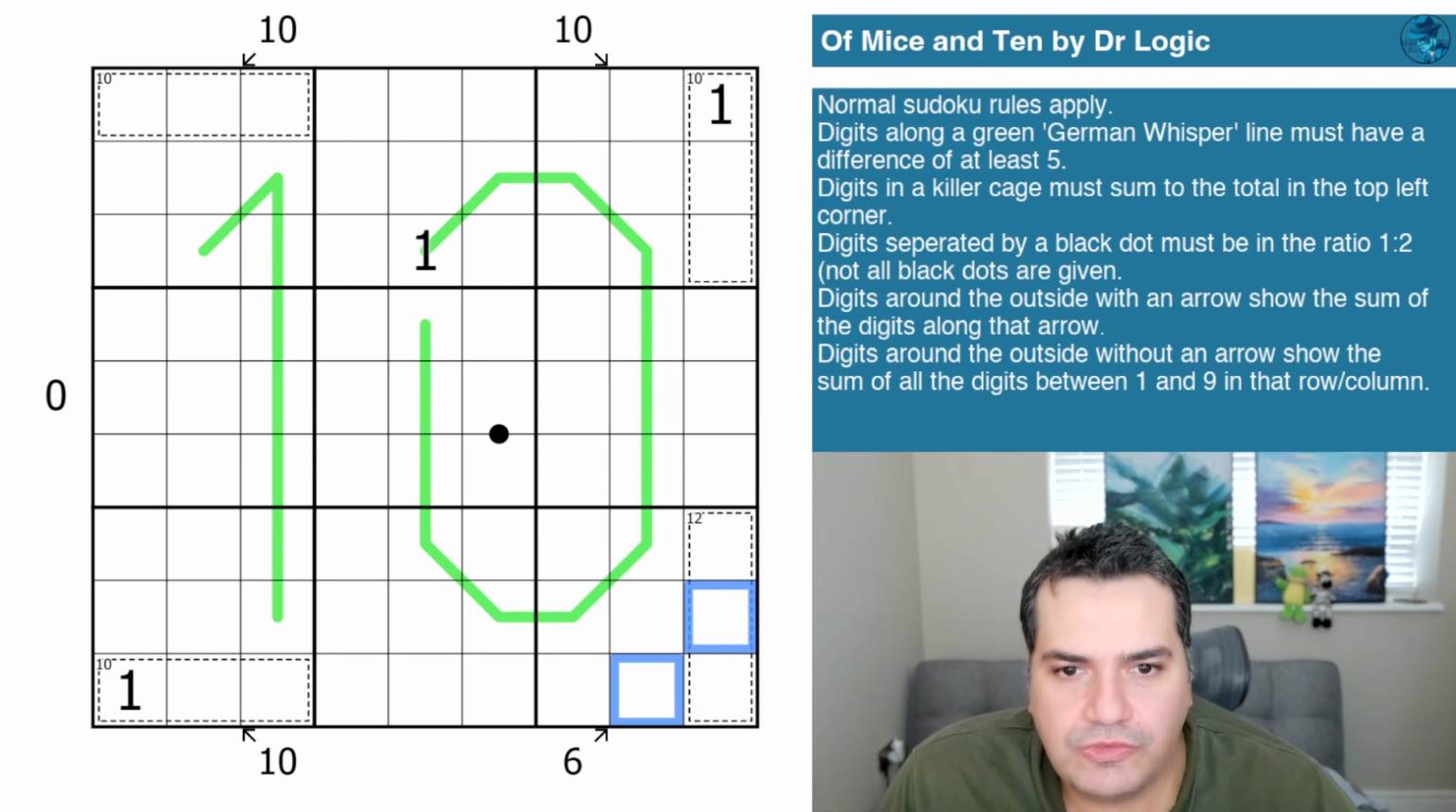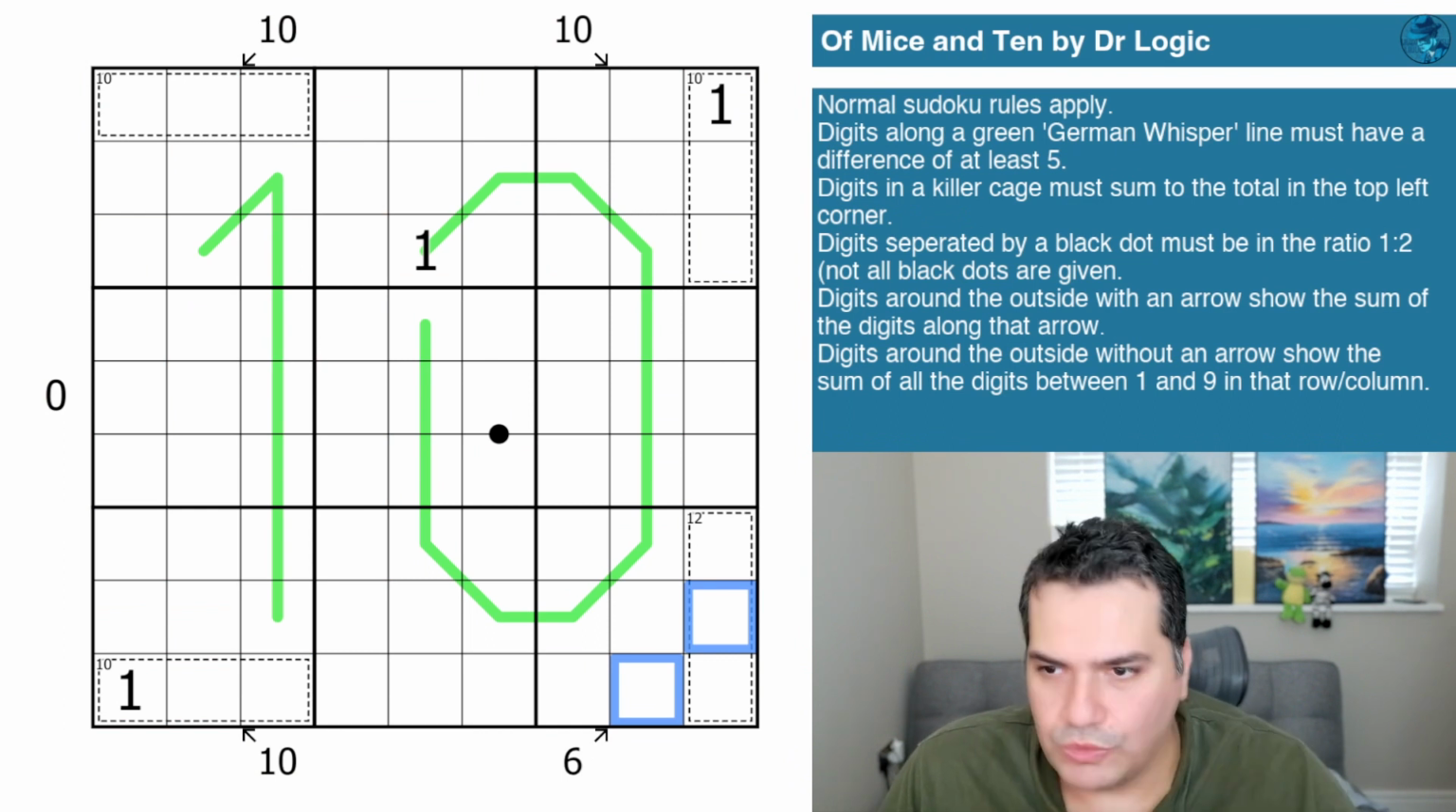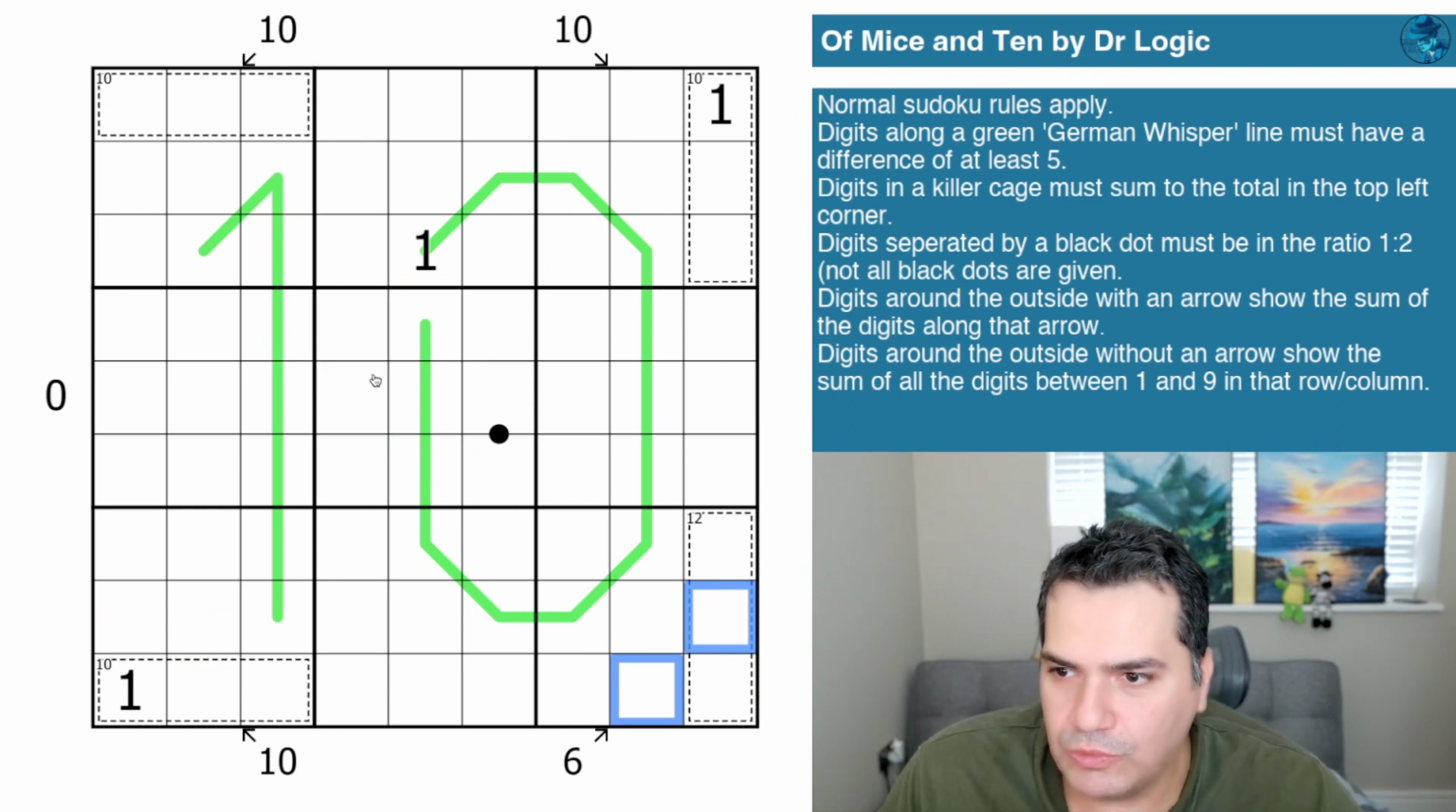What else do we have? Digits around the outside without an arrow show the sum of all the digits between 1 and 9 in that row/column. Now I can only see one such digit, which is this 0, and this is typically what you would see referred to as a sandwich clue.